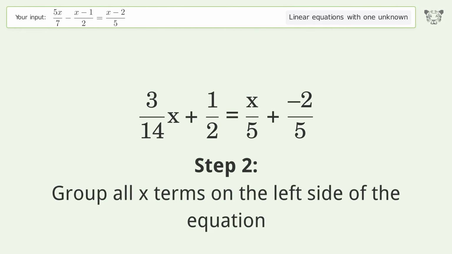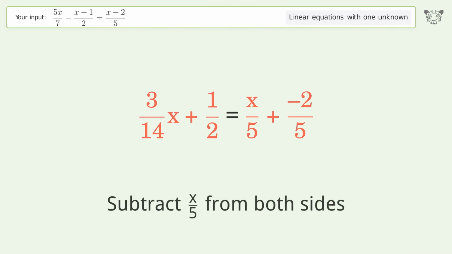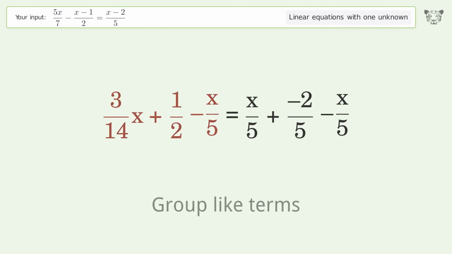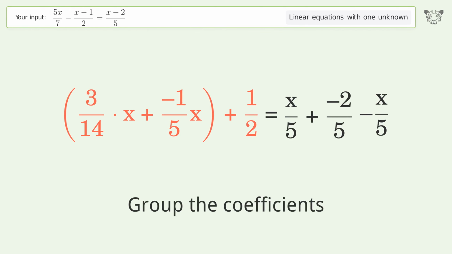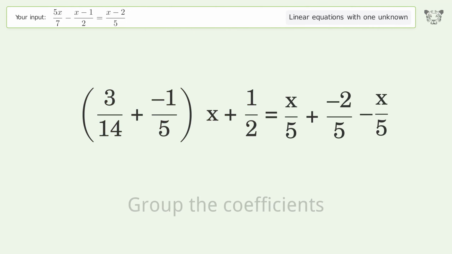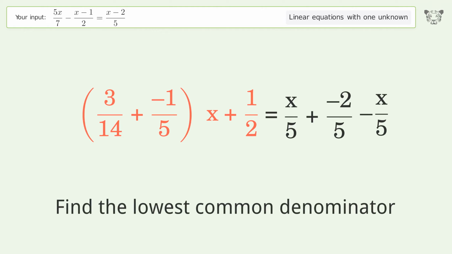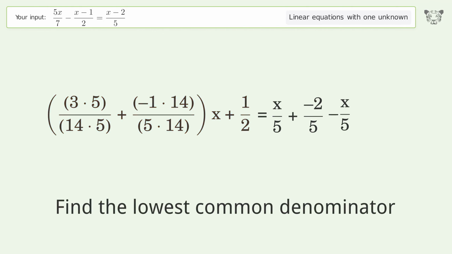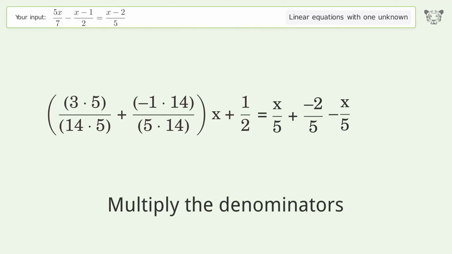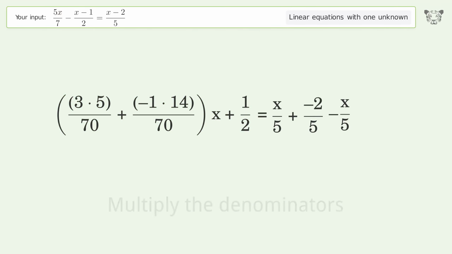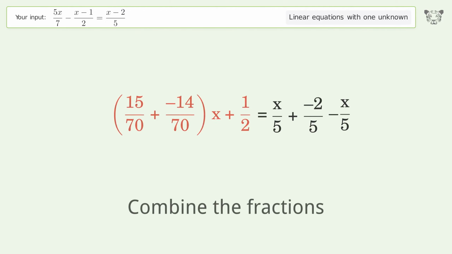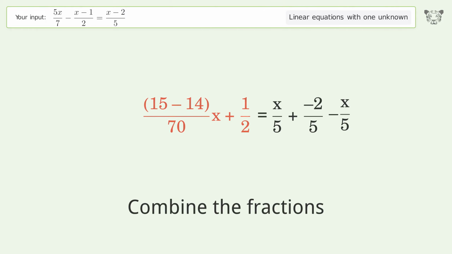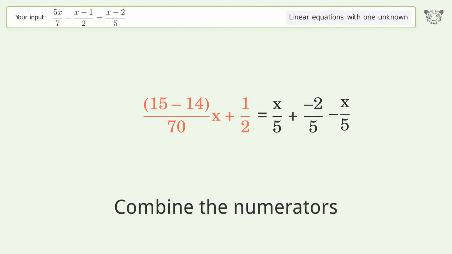Group all x terms on the left side of the equation. Subtract 10/5 from both sides. Group like terms. Group the coefficients. Find the lowest common denominator. Multiply the denominators. Multiply the numerators. Combine the fractions. Combine the numerators.